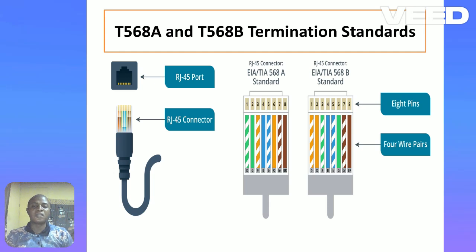Each of these pairs of wire has their own different color code. The first one starts with green-white, which is T568A: green-white, green, orange-white, blue, blue-white, orange, brown-white, and brown. So this one is for the first standard, which is T568A. T568B, vice versa: orange-white, orange, green-white, blue, blue-white.